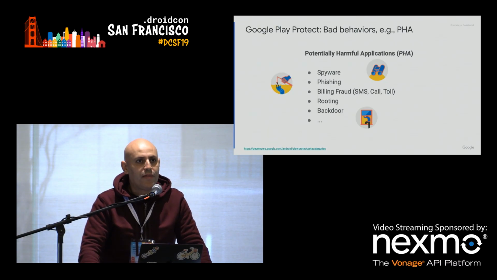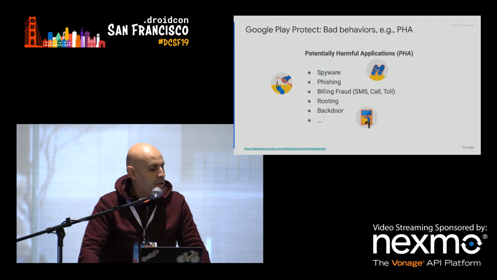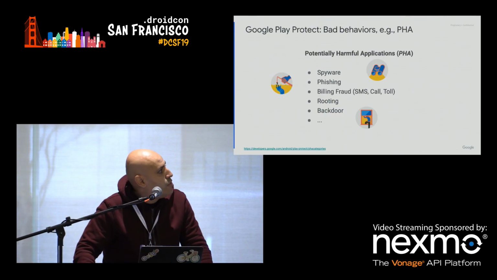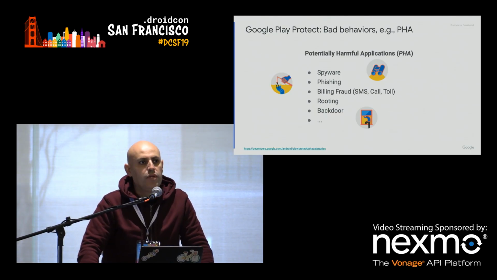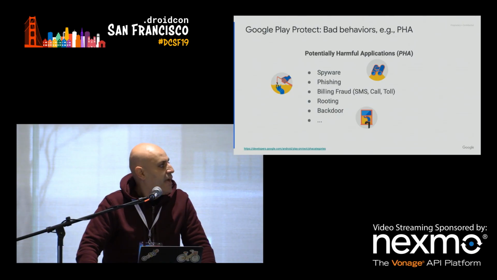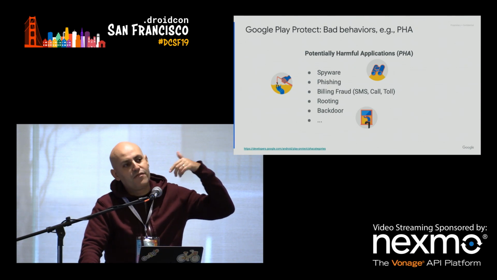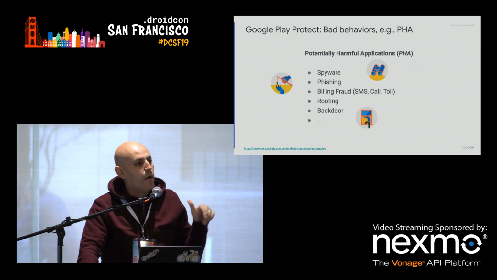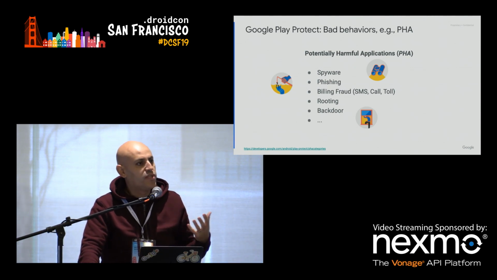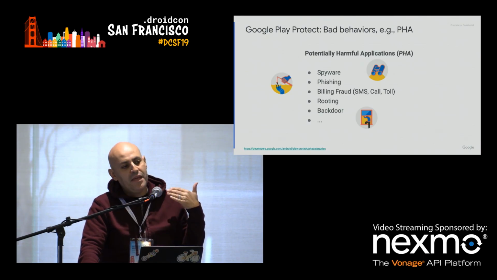These are some of the potentially harmful application categories in scope. You see spyware, phishing, billing fraud. These are applications that may be enrolling you in a paid SMS service without your knowledge. They may be intercepting the confirmation SMS messages from the carrier and dropping them, so you cannot see them.